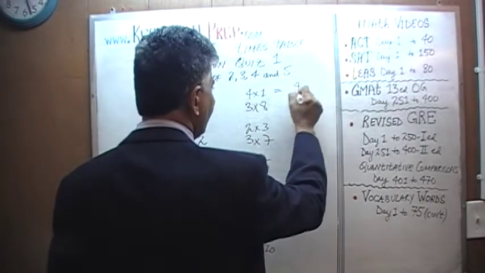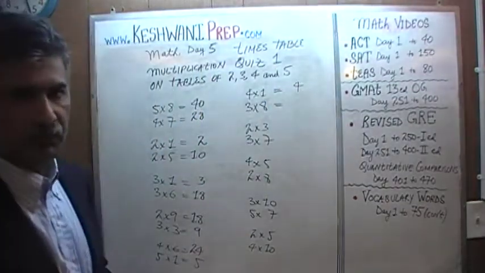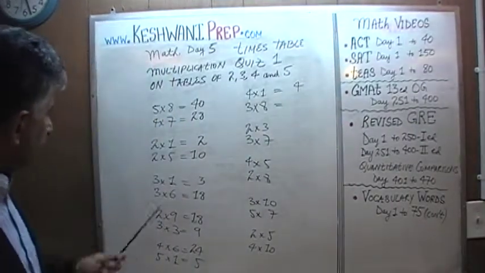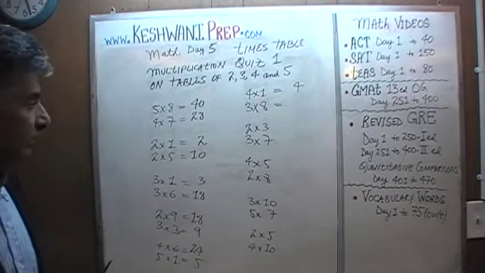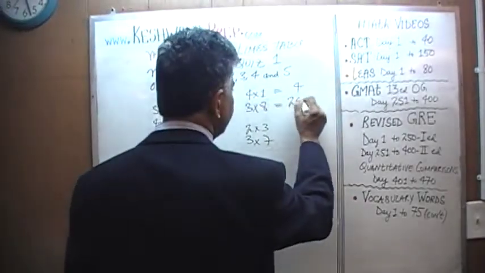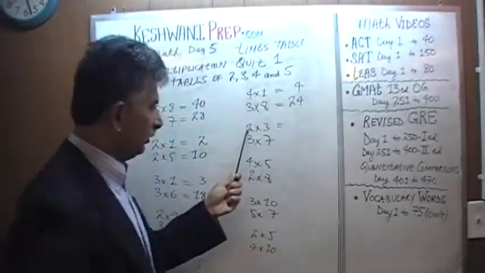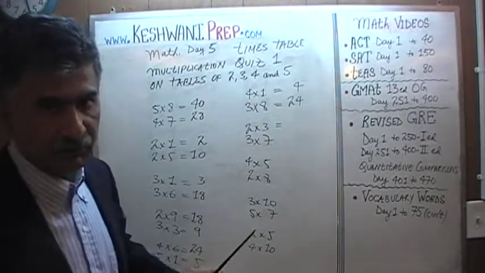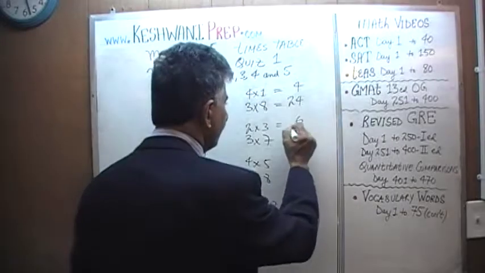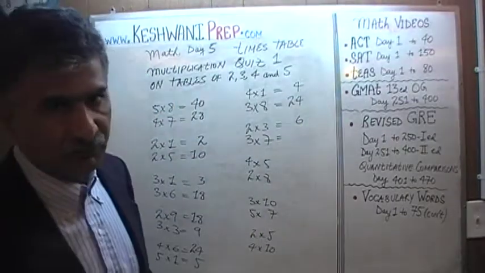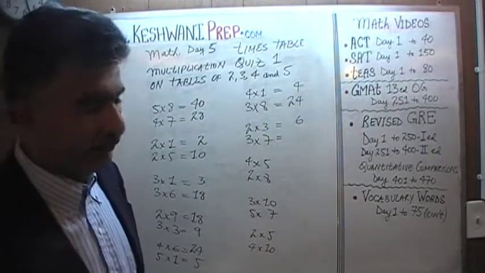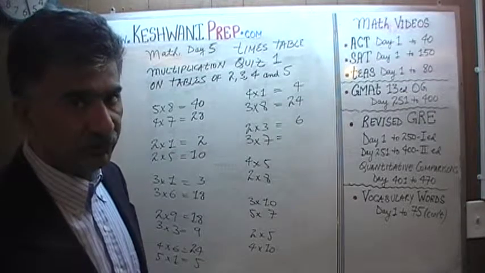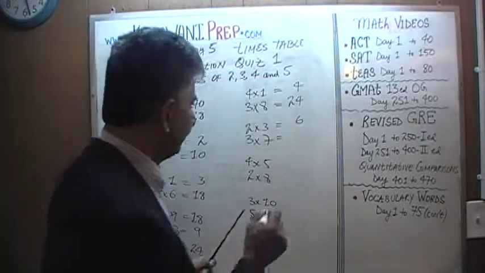4 ones are, of course, 4. How about 3 eights? 3 eights are going to be 24. How about if you have 2 threes? 2 threes are 3 plus 3, which is 6. And what if we have 3 sevens? 3 sevens are the same as 3 fives and 3 twos. 3 fives are 15 and 3 twos are 6. 6 plus 15 is 21.